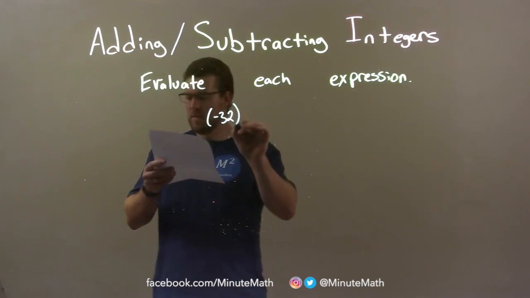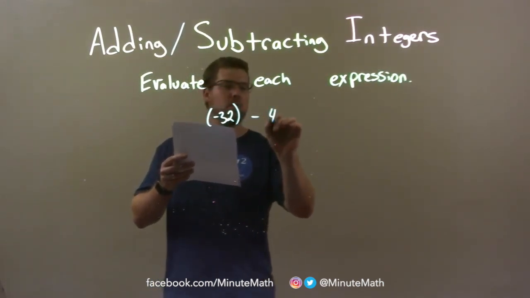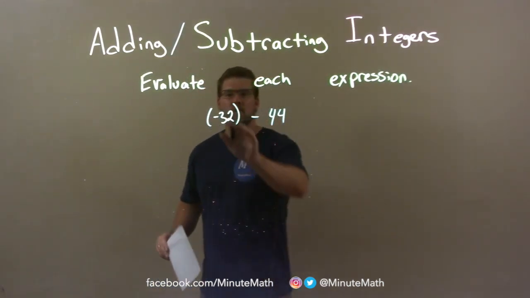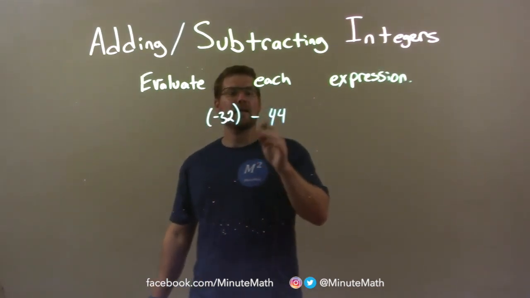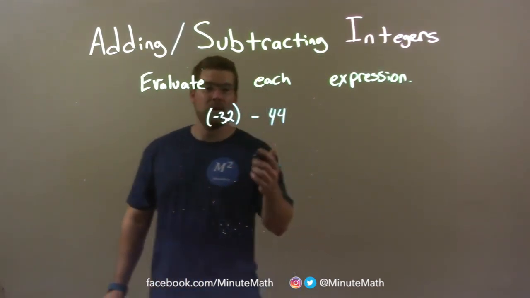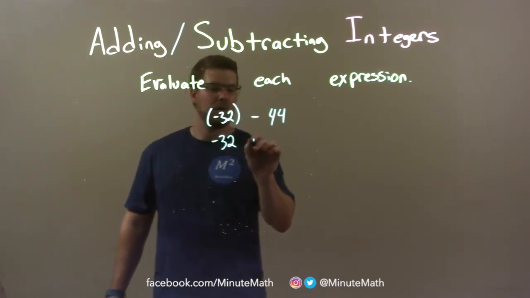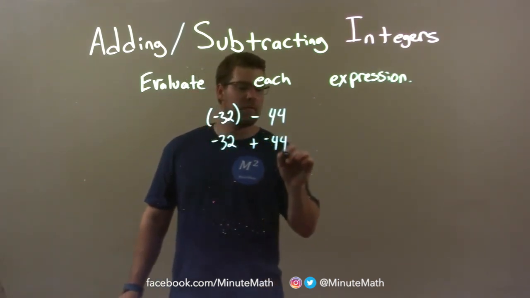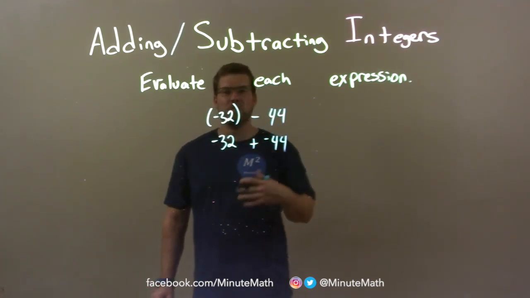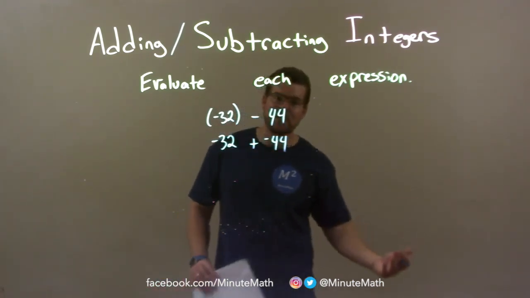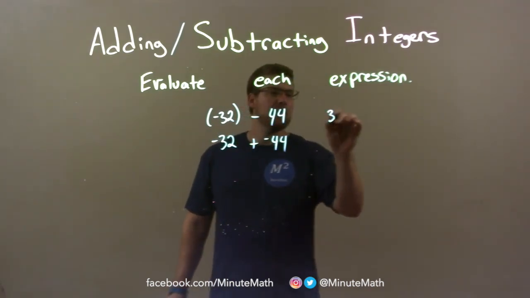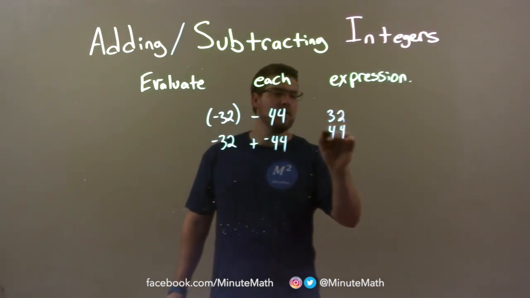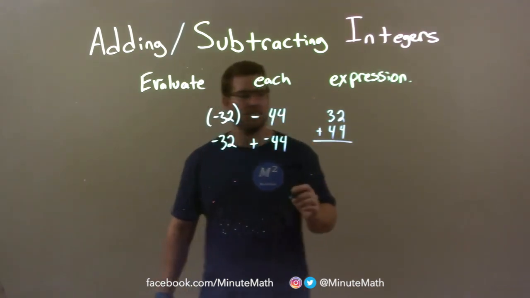Negative 32 minus a 44. So we have negative 32 minus a 44. Well, I know subtracting a positive number is the same thing as adding a negative. So we have negative 32 plus a negative 44. And since they're both negatives, we can add them together. It'll be even a larger, quote-unquote, negative number. So we have 32 and a 44. Let's add them together, and we'll slap on the negatives at the end.